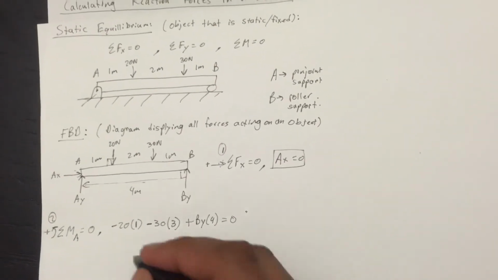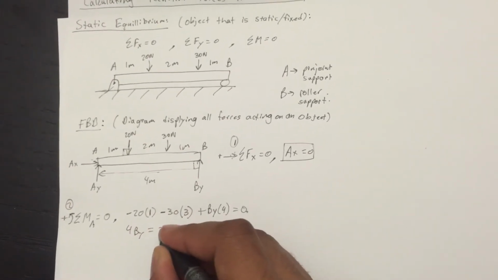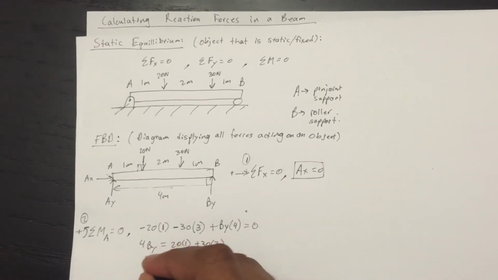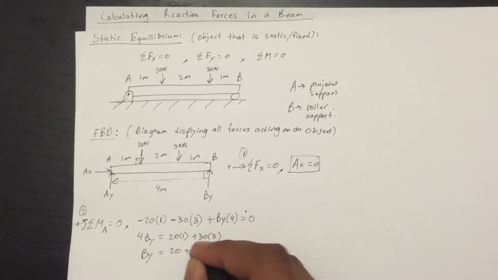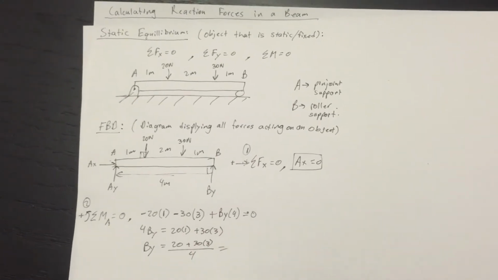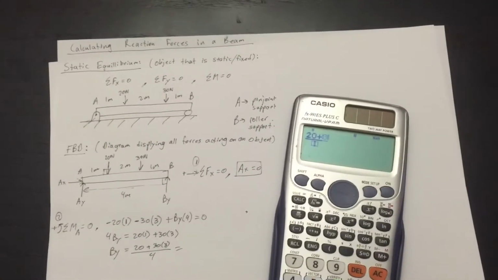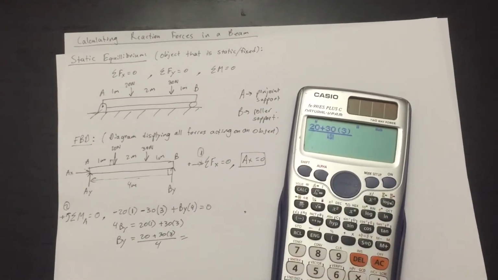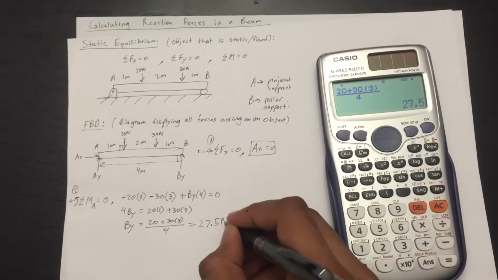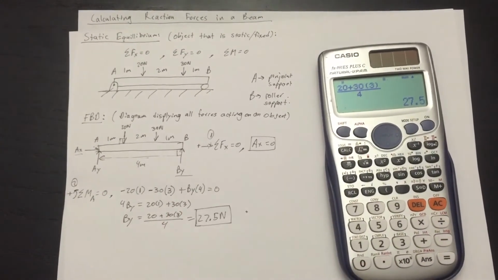So now let's isolate for BY. 4BY equals positive 20 times 1 plus 30 times 3. BY will equal (20 plus 30 times 3) over 4. So BY equals, let's get our calculator, (20 plus 30 times 3) over 4. That gives us 27.5 newtons. So we know our AX reaction force, we know our BY reaction force.